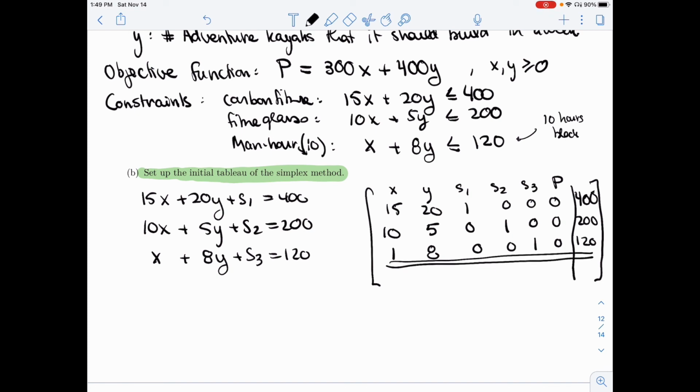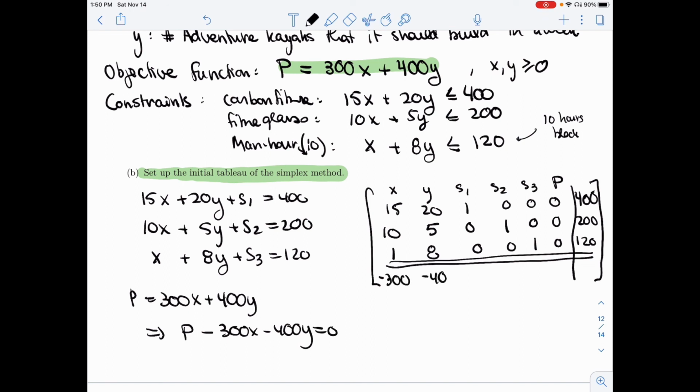Those are my constraints. And then I have to have one equation for the profit function. From P = 300x + 400y, I get that P − 300x − 400y = 0. So minus 300, minus 400, and then 1. Here is our initial tableau. In the following videos, we'll keep working on this example and see what the reduction gives us and also what it means for the optimal solutions.